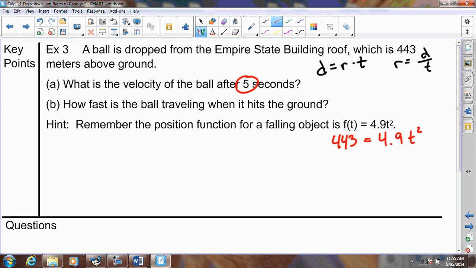So solve the equation. 443 divided by 4.9, and then take the square root of that. Students are currently working with their calculators to save me a bit of time. I appreciate that. But we'd get our result, 9.5. Is it exactly 9.5? 9.5 what?